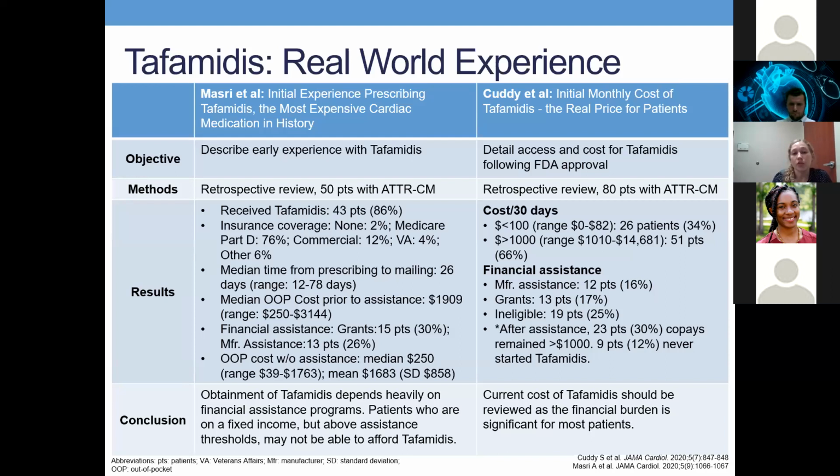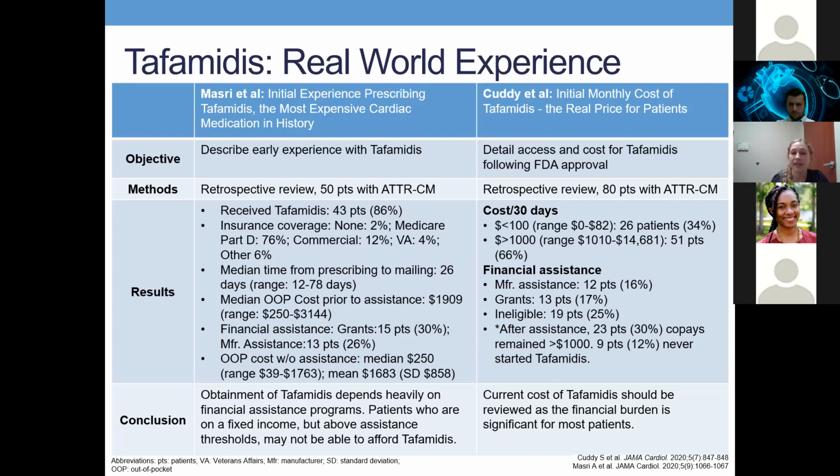And these results really are echoed by the second publication done by Cuddy et al. And this was a retrospective review, 80 patients with TTR cardiomyopathy. And they broke down the cost per 30 days a little more. So they found that 26 of their patients, or 34%, had a copay of less than $100. But 66%, or 51 patients, had a copay greater than $1,000, with a range of $1,010 to $14,000 per month.